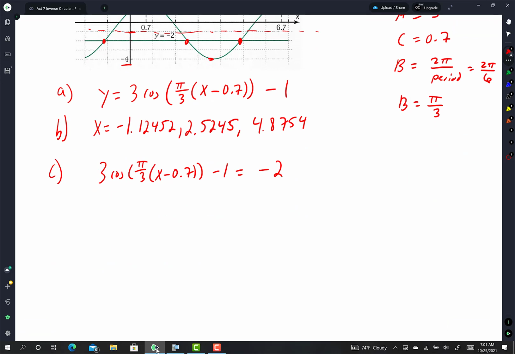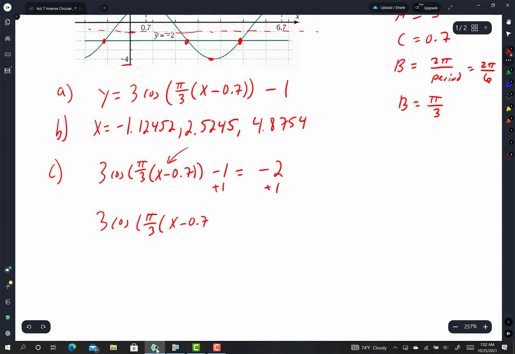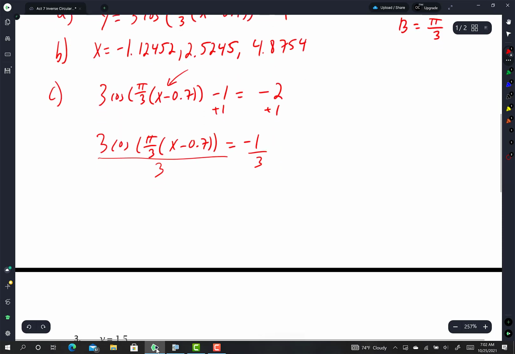So I'm going to move that 1 to the other side, plus 1, plus 1. That's the first thing you have to do, because we're trying to solve for x, remember? So 3 cosine of pi over 3 times (x minus 0.7) equals negative 2 plus 1, which is negative 1. Now I'm going to divide by 3. Whatever you do to one side, you have to do to the other. So now I have cosine of pi over 3 times (x minus 0.7) equals negative 1/3.